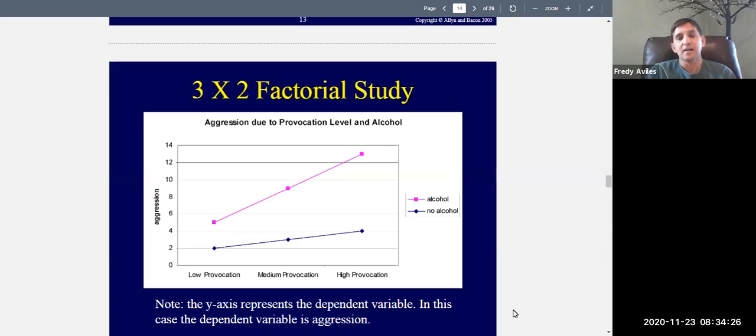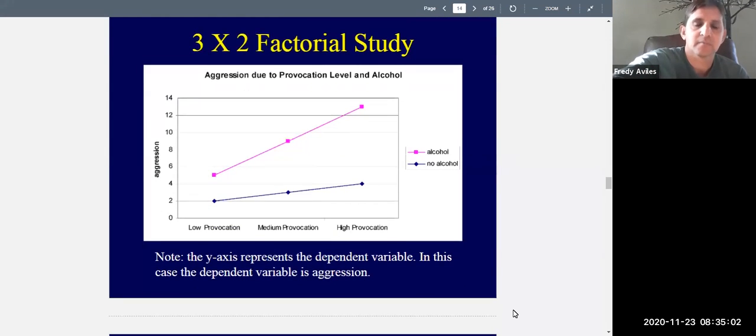And you can see there that the angle for the pink line is much greater than the angle for the blue line. So yes, there's an interaction, okay? That means that when you ask the question, does alcohol increase aggression? Because that's what this study is about. Your answer would be, it depends. It depends on the level of provocation. The higher the level of provocation, the greater the effect alcohol has. That's what that means. That's what we call an interaction.